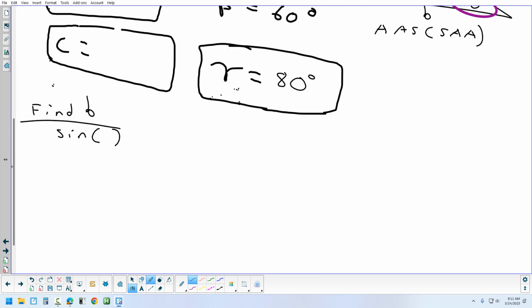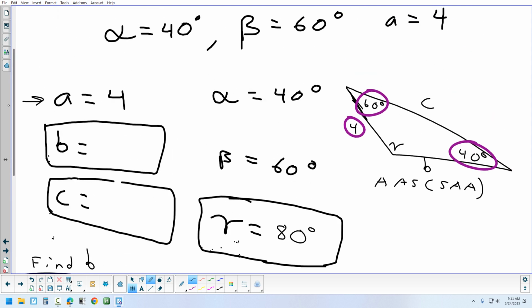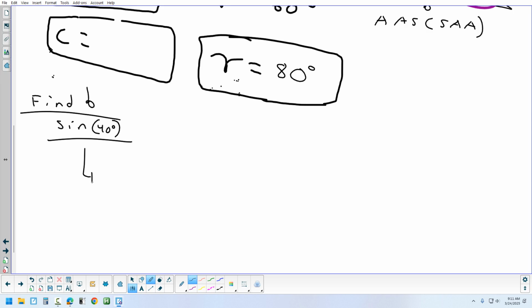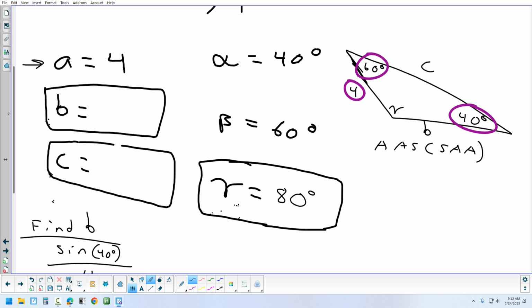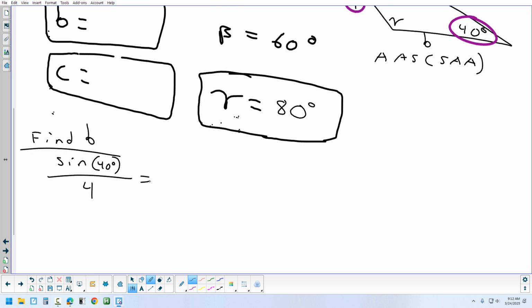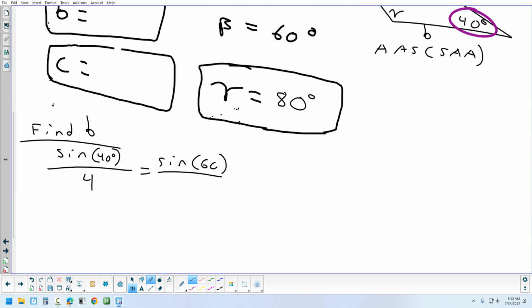Sine of alpha is 40 divided by A, that's 4. So sine of alpha over A equals sine beta over B. Okay, so beta, we've got that as 60. And B, we don't know. So that's how you set up your equation.